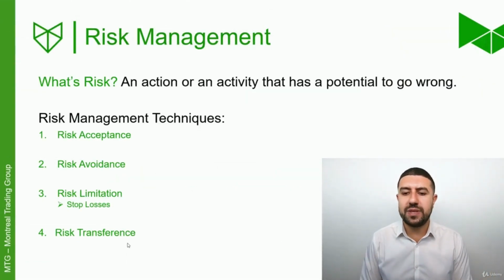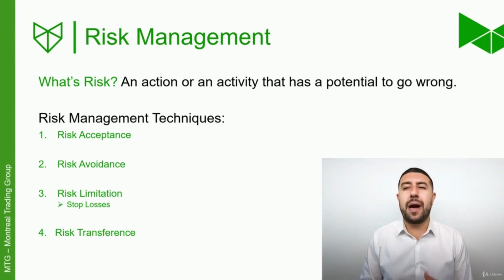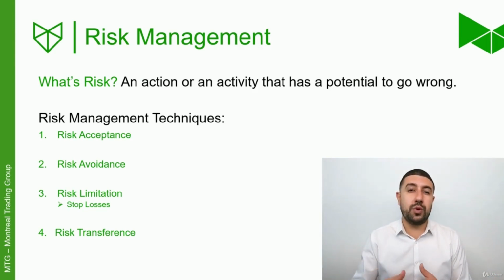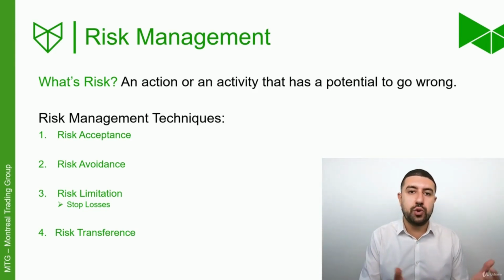The fourth risk management technique is risk transference. Risk transference is basically when you give the risk to somebody else. It's like when you buy insurance for your house. You know that when you buy insurance, you're paying a bit more than what it's actually worth because the company makes money off of you, but you're willing to do that because you're scared that you'll lose your house.